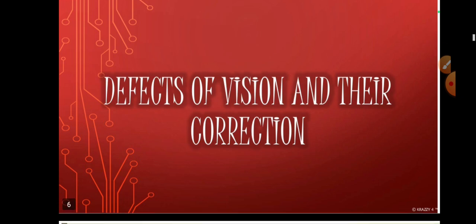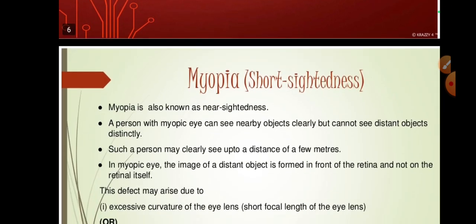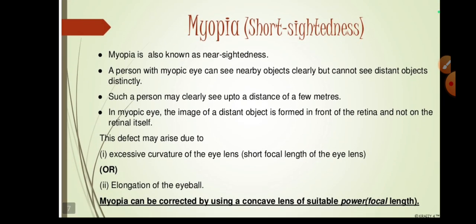Then defects of vision and their correction. First of all, myopia, short-sightedness. Myopia is known as nearsightedness. A person with a myopic eye can see nearby objects clearly but cannot see distant objects distinctly.